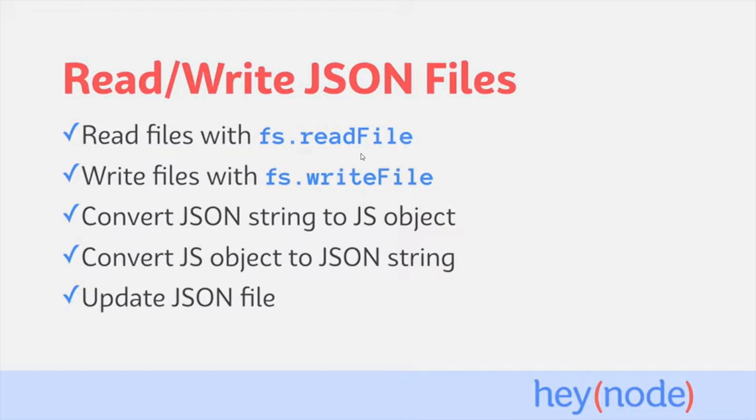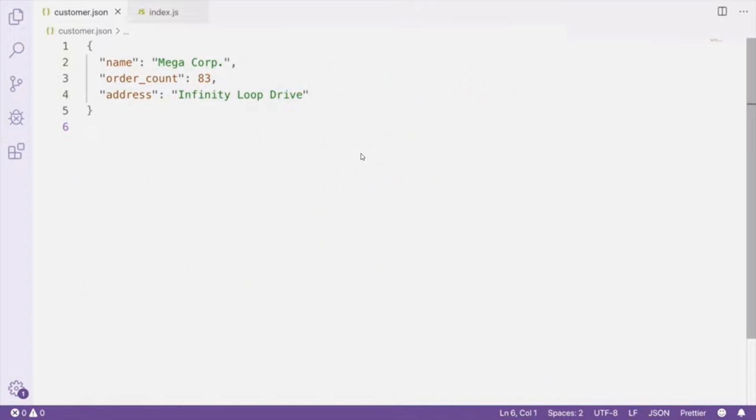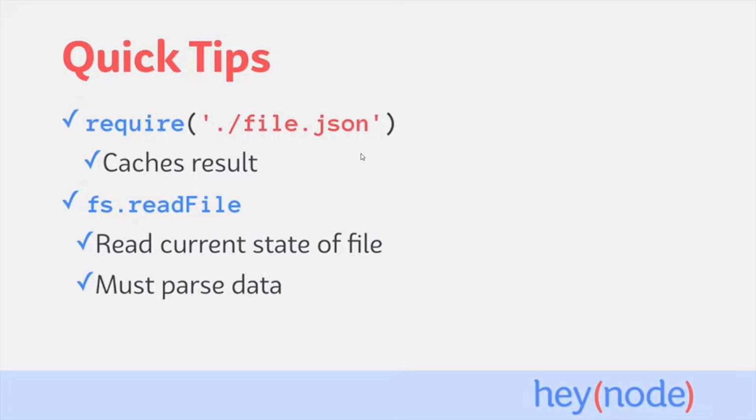Let's say that we have a JSON file called customer.json. It holds the name, order count, and address of a customer. In this video, we are going to learn how to read the data from this file as well as write data to it. Now, before we start, I want to give you quick tips about reading JSON files.